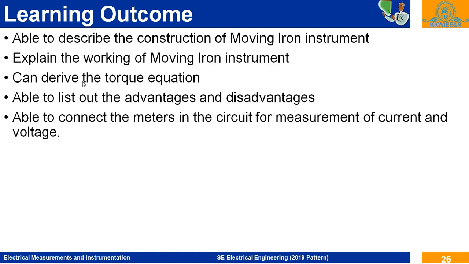Then you can explain the working of this moving iron instrument. What is the construction of this moving iron instrument? How does this moving iron instrument work? You can derive the torque equation for this moving iron instrument, and from this you can explain why the scale is cramped at the lower end, or at the 1/10th portion of the maximum scale. You can easily list out the advantages and disadvantages of this moving iron instrument.